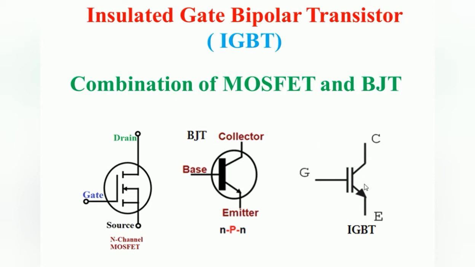So the combination of MOSFET and BJT is called the IGBT, insulated gate bipolar transistor. Here the difference is that in the transistor we represent only one line, but in the insulated gate bipolar transistor, or IGBT, we put two lines because the gate is insulated. That's why we put two lines. It has the terminals gate, collector, emitter. Gate is the MOSFET terminal, collector and emitter are the BJT, that is the transistor terminals.